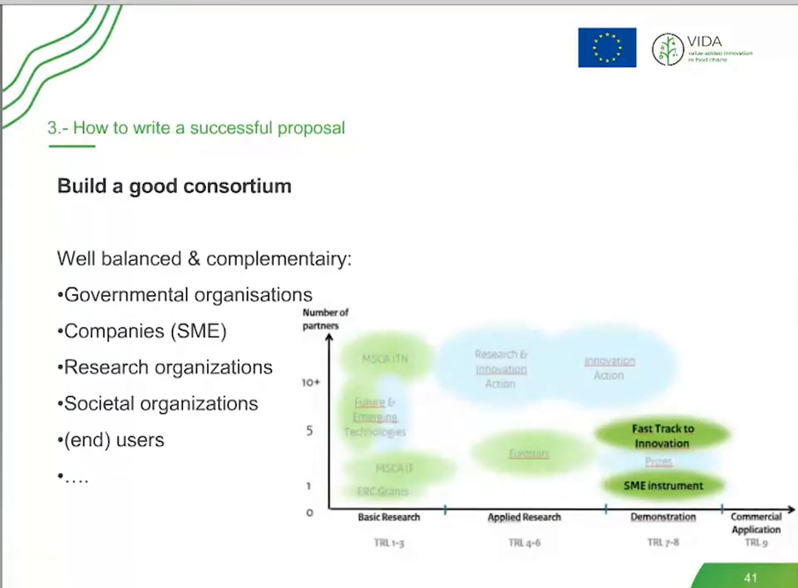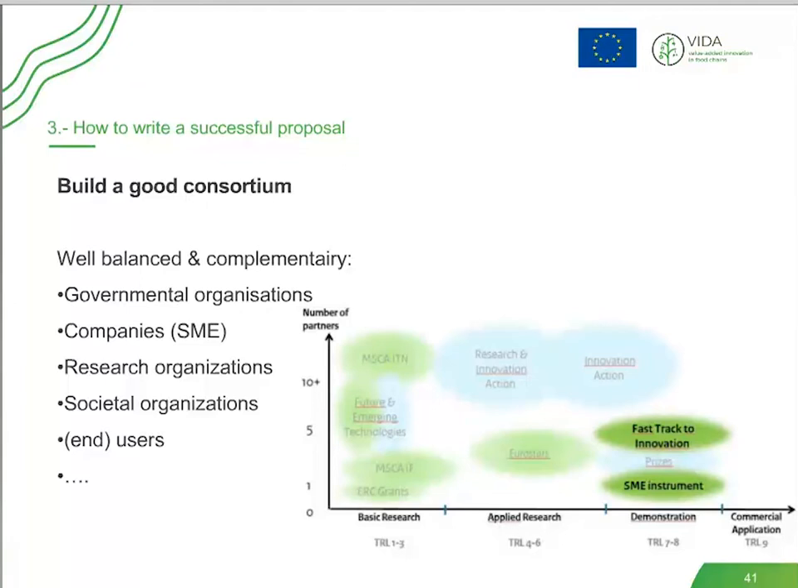Okay, what is a good consortium? Well, Morten told us about it a little bit, but in EU terms, it is a well-balanced and complementary consortium. So not only SMEs or not only research organizations, but a mix of governmental organizations, SMEs, research organizations, societal organizations, and very, very important end users. They really love it when you get the end users upfront in your project to think about what they need at the end of the project and get them involved in the project.